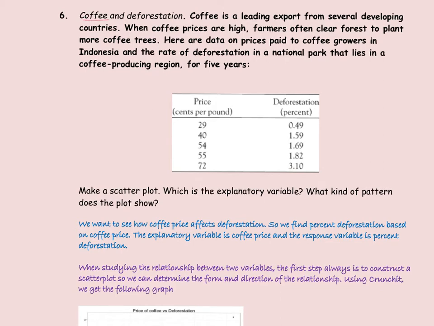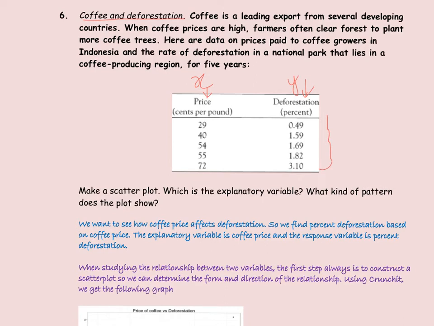So let's look at this problem. It has something to do with the relationship between the price, which is in cents per pound of coffee, and how that affects deforestation. And deforestation is measured as a percent of deforestation. So we're saying that deforestation depends on the price, which means the price affects deforestation. So we take X, which is the price of coffee, to be the explanatory variable, and Y, the percentage, to be the response variable, the percent of deforestation.